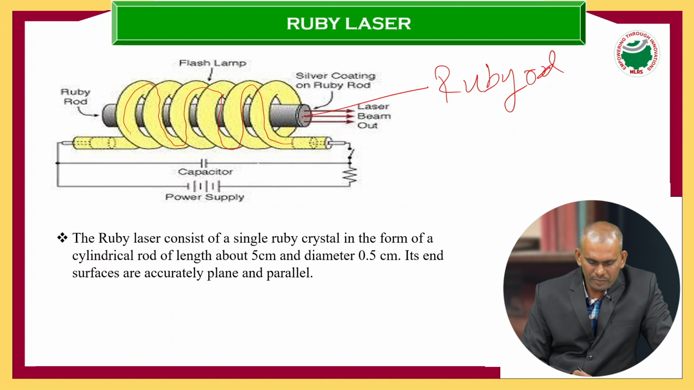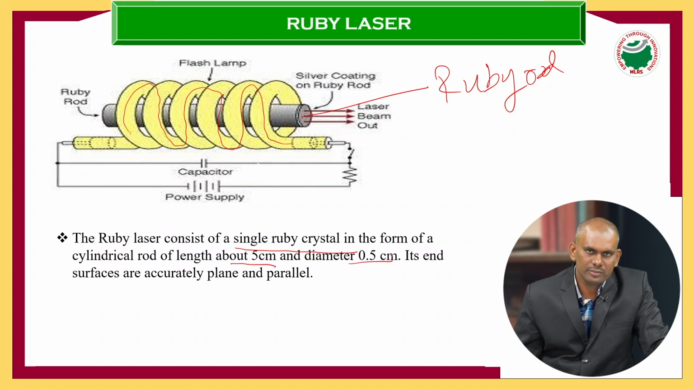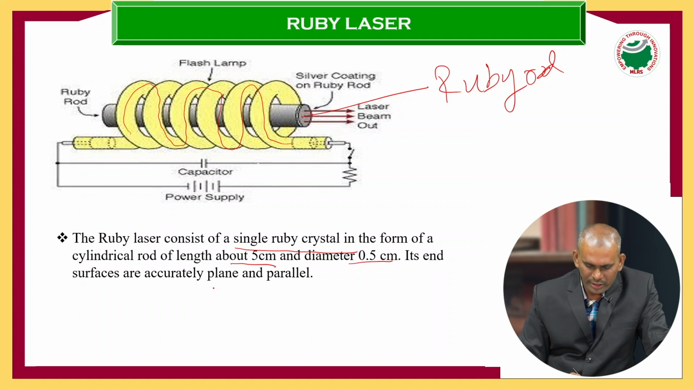Here you can see, the ruby laser consists of a single ruby rod crystal, and this ruby rod size is 5 centimeter length and 0.5 centimeter diameter. The size of ruby rod we are using in the experiment is 5 centimeter length and 0.5 centimeter diameter. And the surfaces and ends of the ruby rod will be plane and parallel.